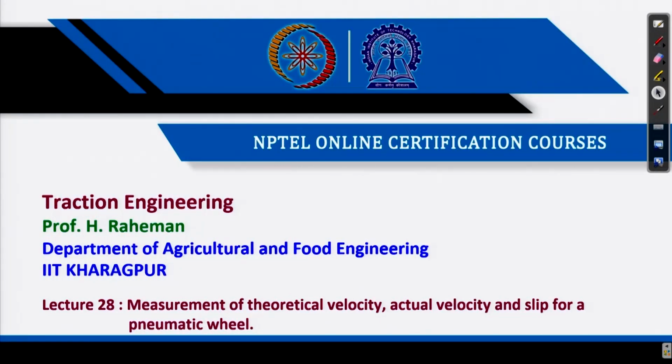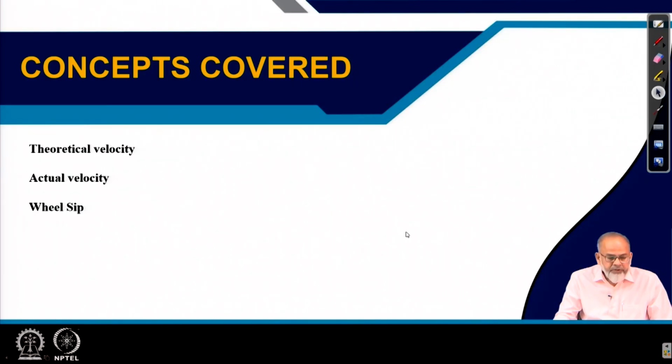This is lecture 28 where I will try to cover how to measure theoretical velocity, actual velocity and a parameter called slip for a pneumatic wheel. The concept which I am going to cover is the theoretical velocity, actual velocity and wheel slip.